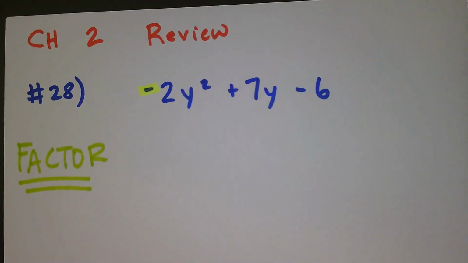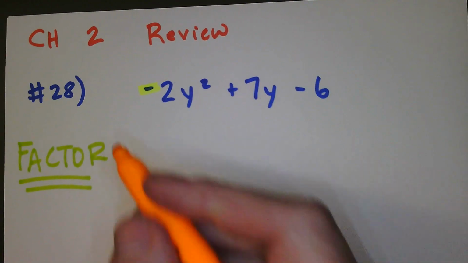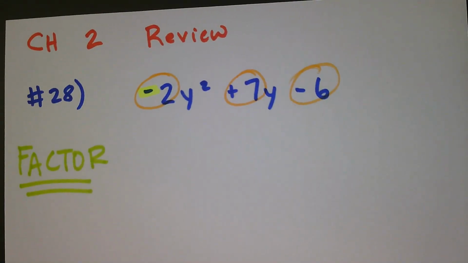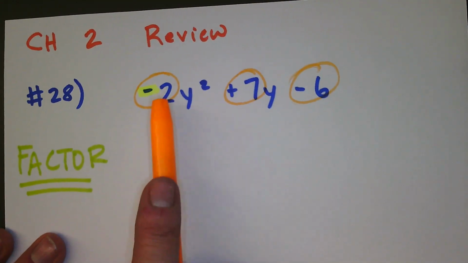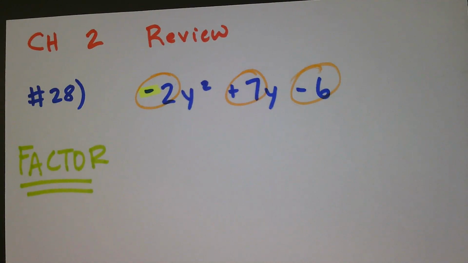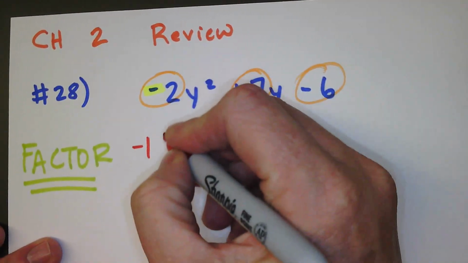Right away, I'm noticing I've got a little bit of a problem with that negative in front of my y squared term, so I definitely want to factor that out. But as long as I'm doing that, I'm going to make sure there isn't a common factor in all of those terms. It really looks like it's only one. One's the only number that goes into -2, 7, and -6. But I definitely do want to pull out that -1.